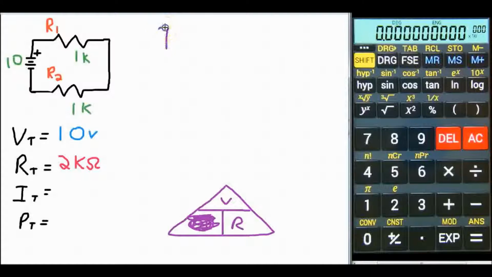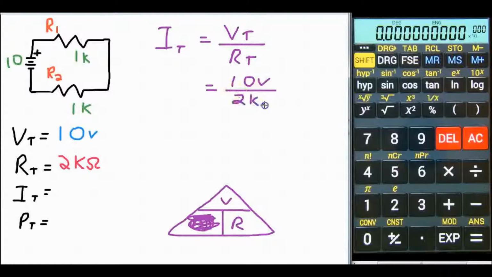So here I have current total will be equal to voltage total divided by resistance total. Our voltage is 10 volts and our resistance total is 2k ohms. So let's take a look at our calculator.